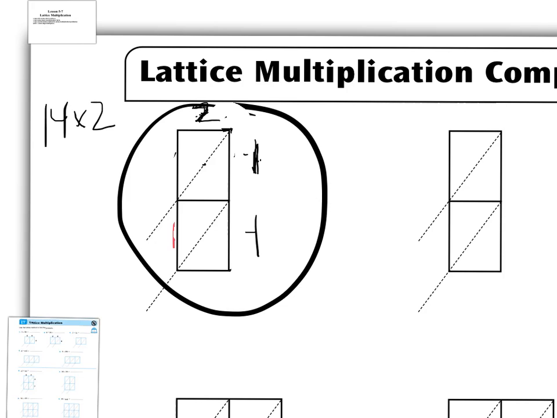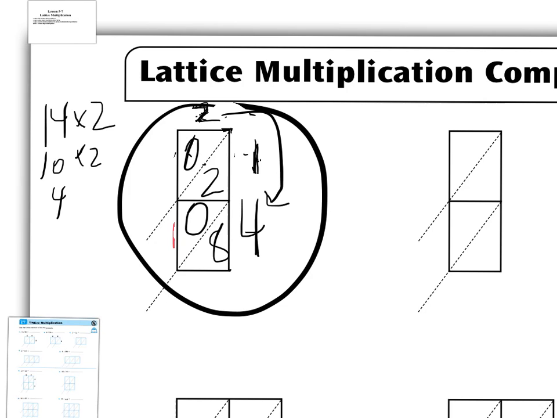So 2 times 14. 2 times 1 is 2, so 0 2. 2 times 4 is 8, so 0 8. Now this is where it gets fun, because we know from partial products that this is 10 and 4 times 2: 2 times 10 equals 20, plus 8, equals 28. I like partial products. I use partial products more than I use lattice. Some of you might not like partial products and really love lattice.